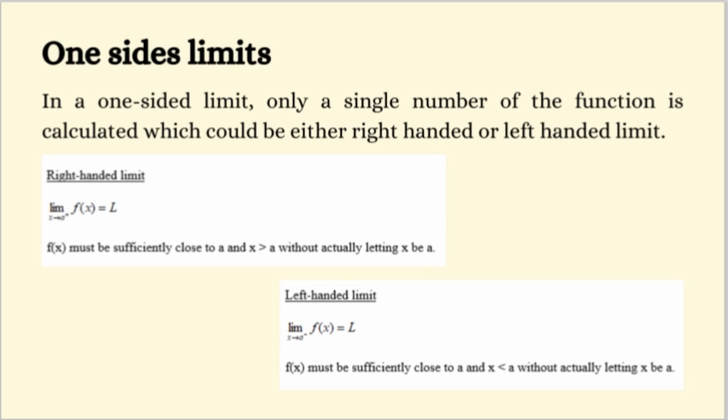One-sided limits. In a one-sided limit, only a single side of the function is calculated, which could be either a right-handed or left-handed limit. For a right-handed limit, f of x must be sufficiently close to a and x greater than a, without actually letting x be a. As for a left-handed limit, f of x must be sufficiently close to a and x less than a, without actually letting x be a.